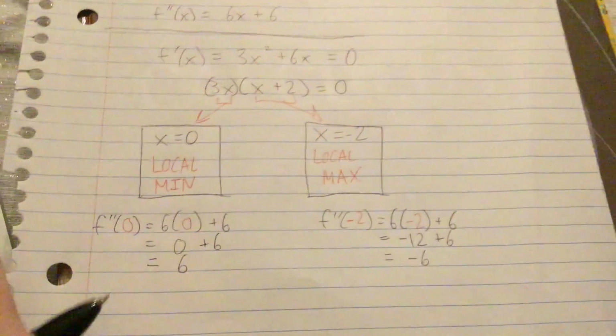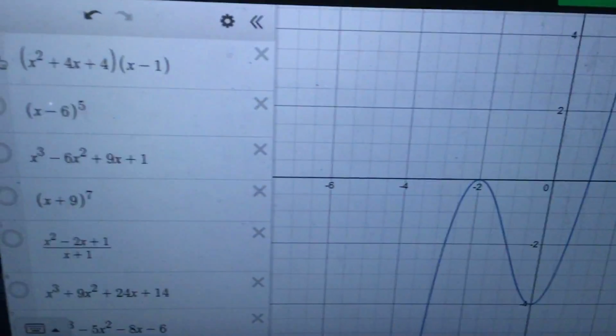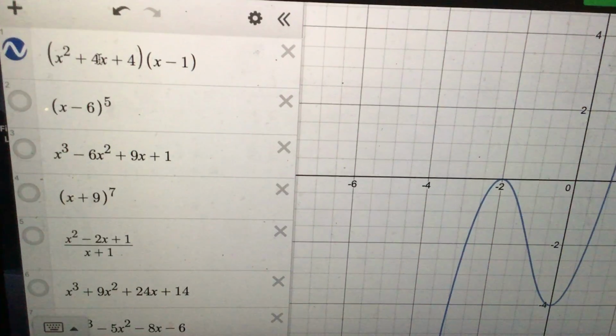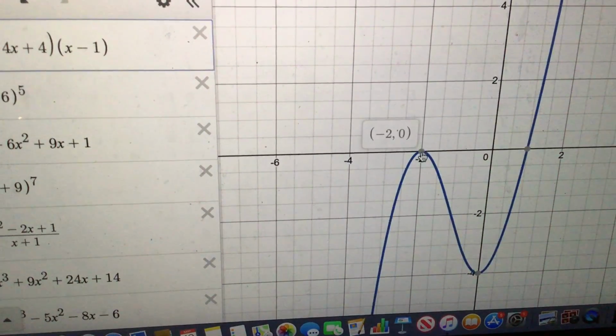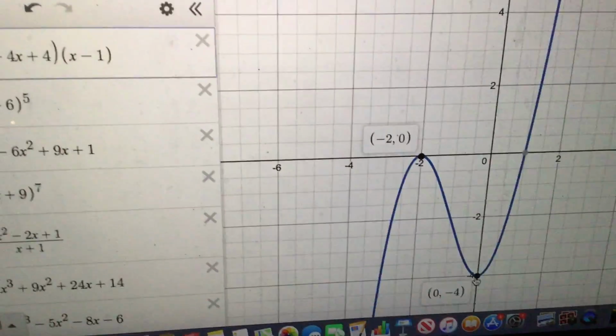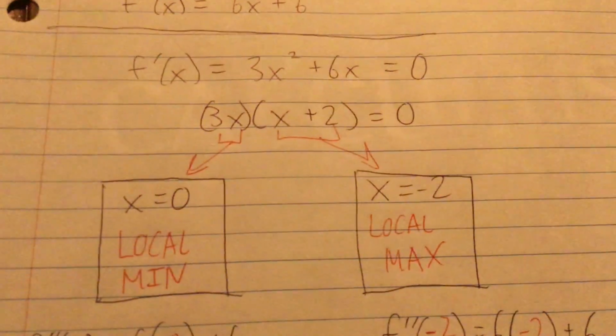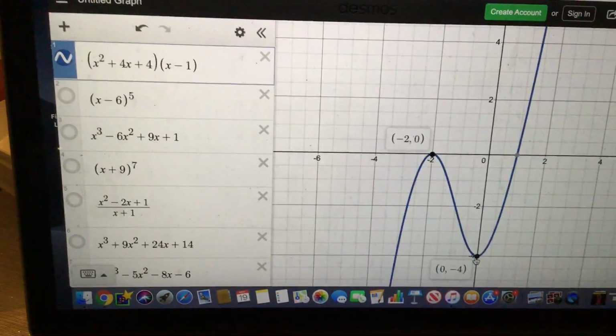And I always find a safety net with the graph to be much easier. So I'm going to graph literally x squared plus 4x plus 4 times x minus 1. x equals negative 2 is a local max. x equals 0 is a local min, just like our work predicted. So there you go.